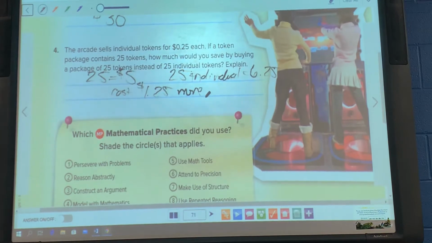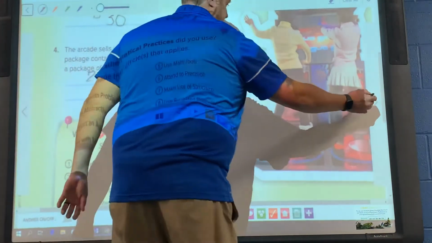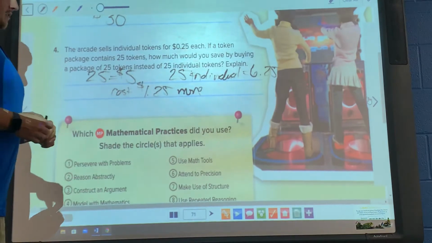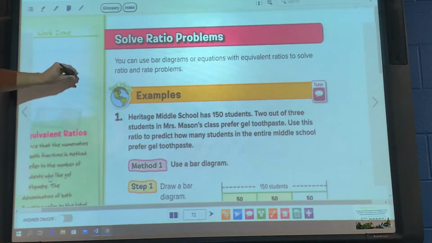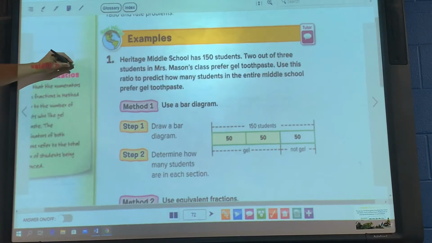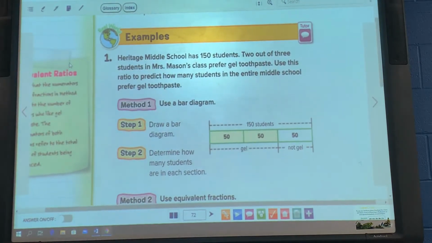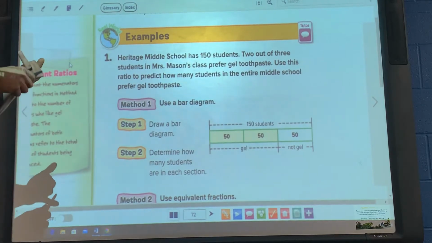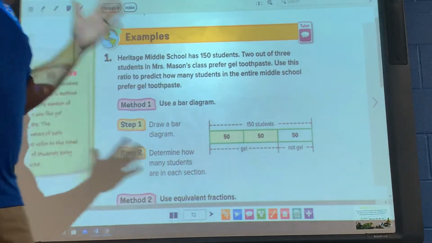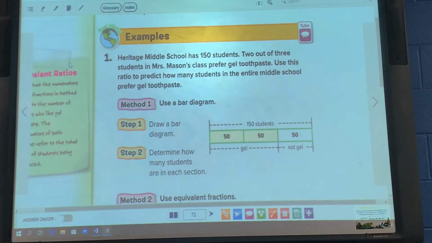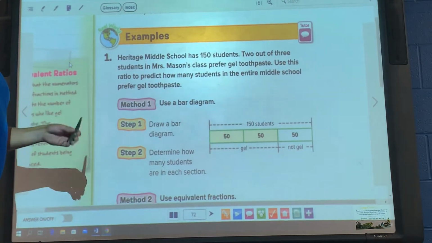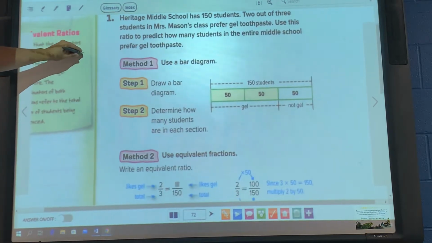We're going to start by solving ratio problems on the next page. Just like we did in the beginning of this chapter, we're working with ratios yet again. Remember, you can set them as a fraction or use those other 2 ways of writing ratios. Heritage Middle School has 150 students. 2 out of 3 students in Mrs. Mason's class prefer gel toothpaste. Use this ratio to predict how many students in the entire middle school prefer gel toothpaste.